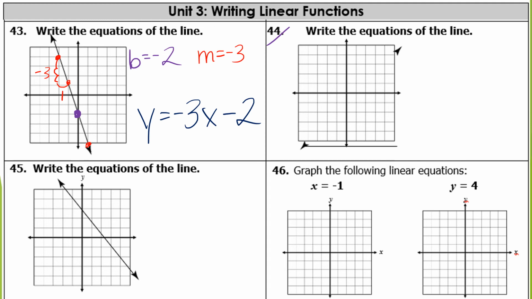Let's take a look at 46. Remember, if there's a single variable, they're special, they're easier, they require less work. We're going to slice the x-axis at -1. If I slice at -1, I have a vertical line every single time. If I slice the y-axis at 4, that means I'm going to have a horizontal line through 4. Those should not require any work or any effort. Slice the axis, draw the line.